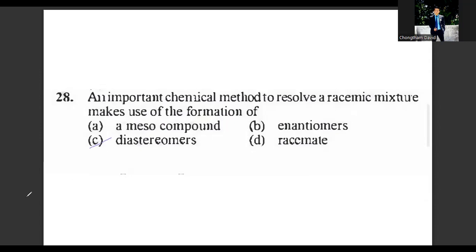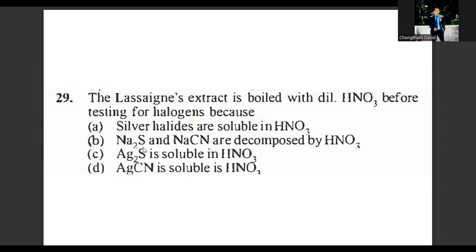Let's see question number 29. The lassaigne's extract is boiled with dilute nitric acid before testing for halogens because, remember the Lassaigne's extract preparation, sodium sulfide and sodium cyanide that are formed during the fusion with the metallic sodium must be removed before adding silver nitrate.